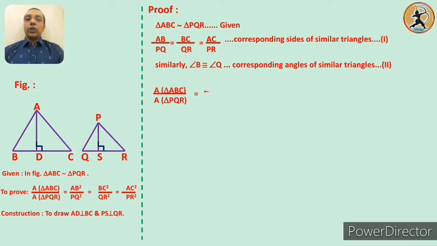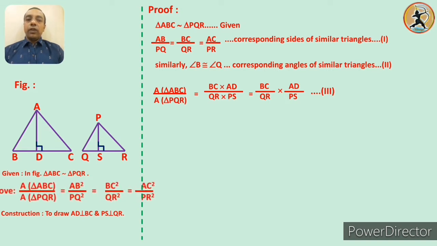So we can write down the ratio of areas of these two triangles is equal to BC into AD upon QR into PS. These two ratios we can write down separately. So we get BC upon QR into AD upon PS, the statement number 3. So here we get the third statement. We get the ratio of areas of these two triangles. Area of triangle ABC upon area of triangle PQR is equal to BC upon QR into AD upon PS.